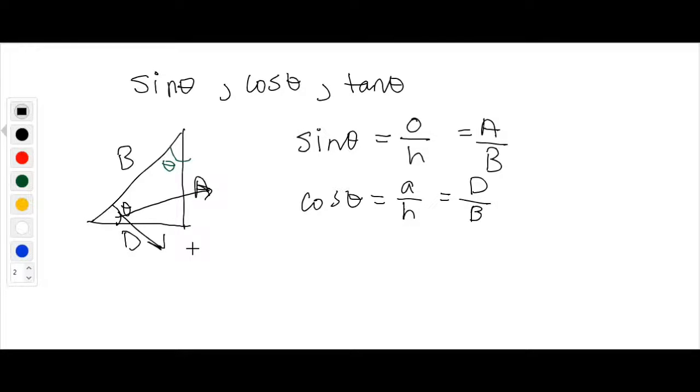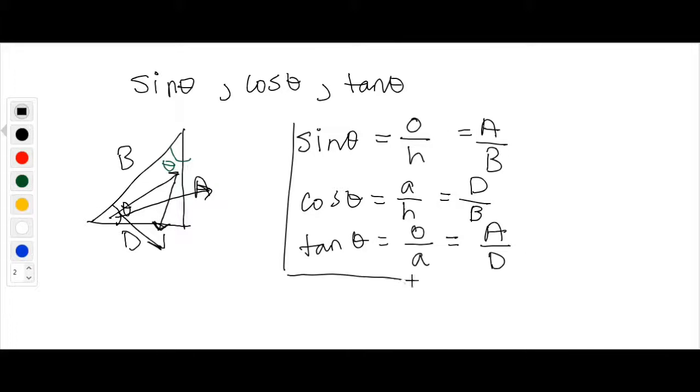And then now let's find the tangent. Tangent is actually opposite over adjacent. So it's going to actually be opposite over adjacent. So opposite here would be A, like the same thing right here, and adjacent would be D, the same thing right here. These would be the core ones for this.